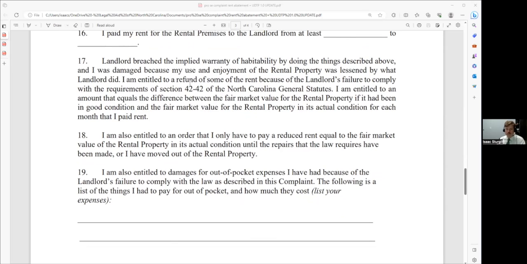The rest of this is not parts that the tenant would need to fill in. This is just setting up the legal claim. And this is kind of the legalese or the legal terminology to make the claim. So saying the landlord breached the implied warranty of habitability. It cites the statute. It says that the tenant's entitled to what we just talked about, the difference between what the property would have been worth if it was in good condition and what the property was actually worth, considering all the bad repair issues there.